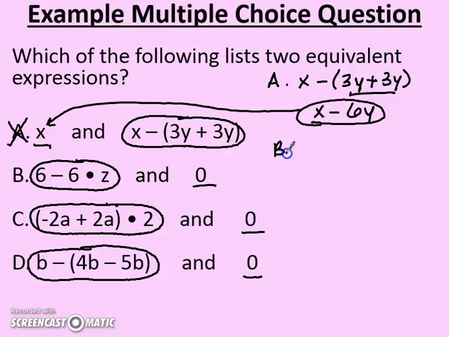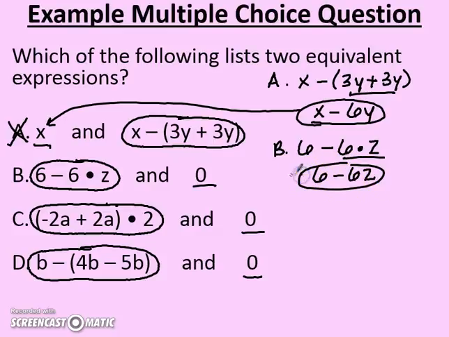So let's look at B. B says 6 minus 6 times z. Well, in the order of operations, we need to do multiplication before we subtract. So 6 times z is 6z, so I have 6 minus 6z, and I cannot put those together because one has a z and one doesn't. So is 6 minus 6 times z equal to 0? No. Okay, let's look at C.